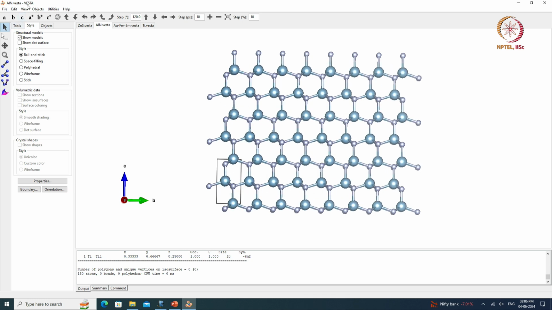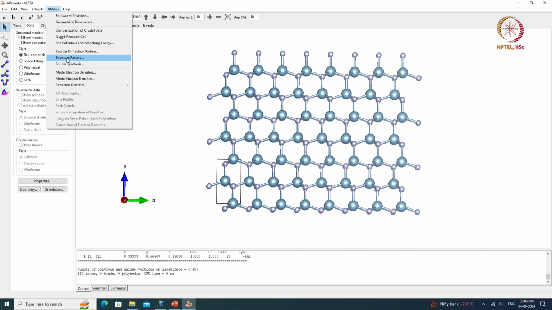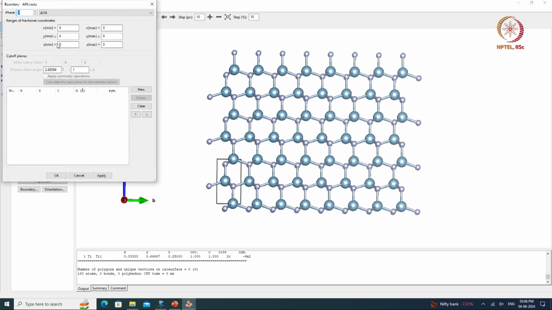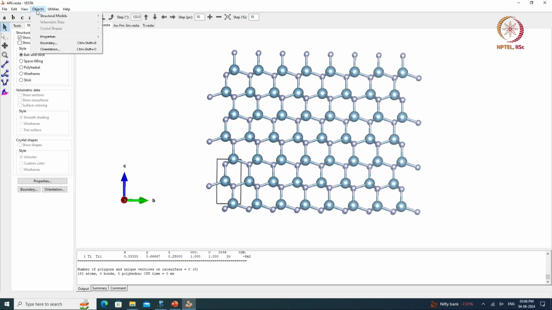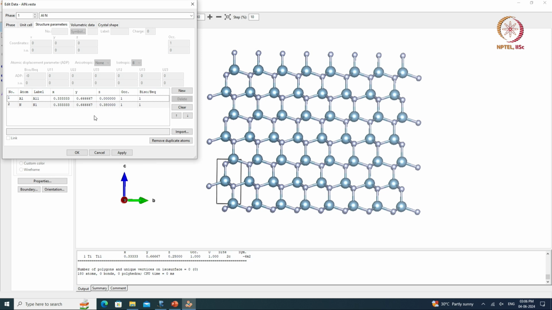Okay, so now what are the other features I can see? I can look at the Wyckoff positions, I can look at the structural parameters. Where is aluminum? Where is nitrogen? If I go back to edit data and look at the structure parameters, you see that all the aluminums are sitting at 1/3, 2/3 and 0 along the z axis. So in our hexagonal unit cell we are placing aluminum at 1/3, 2/3 and 0.